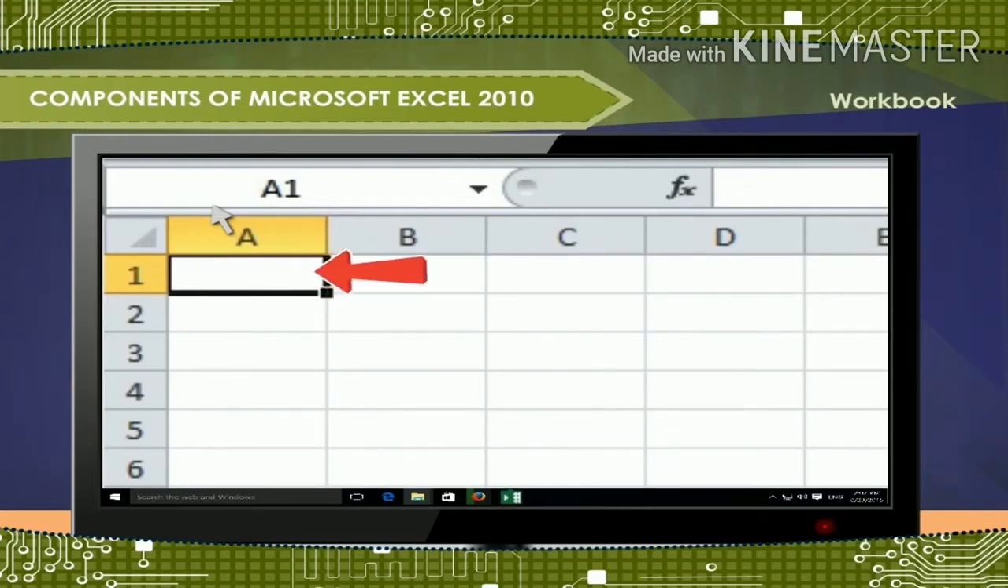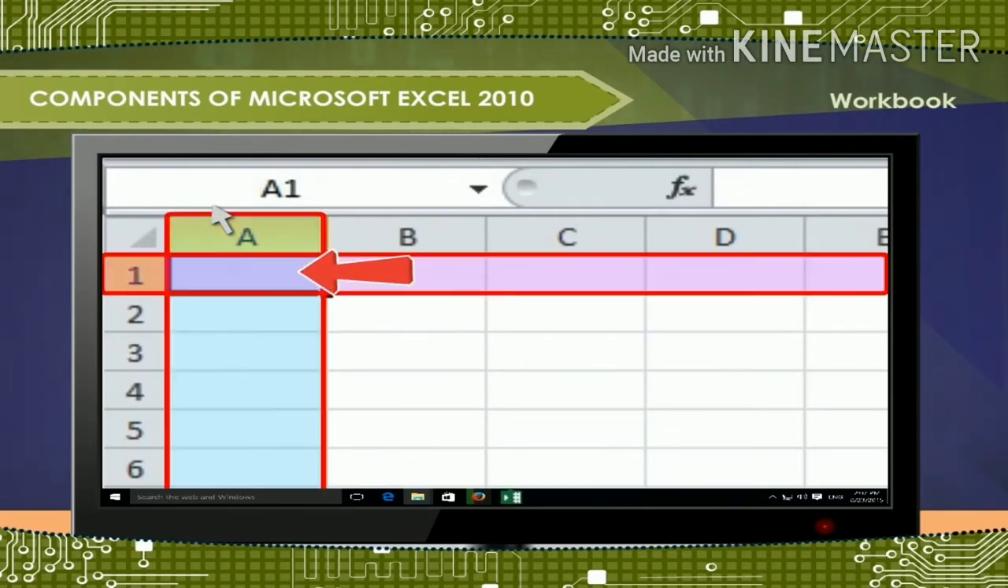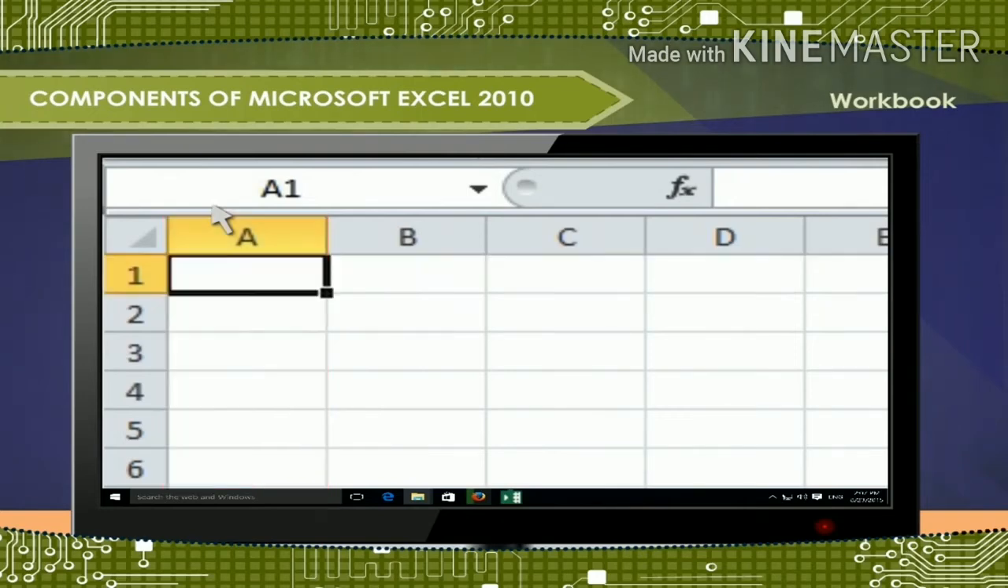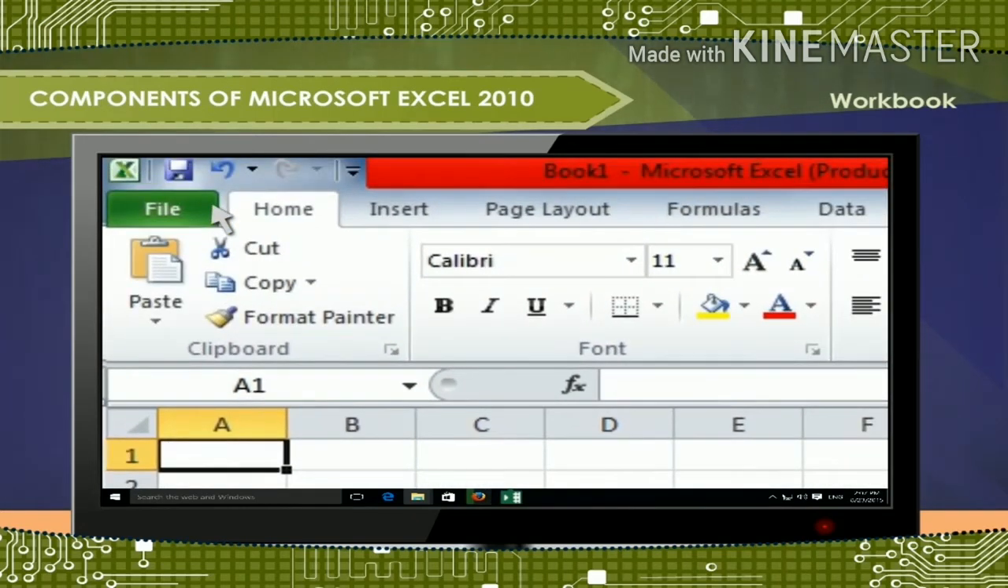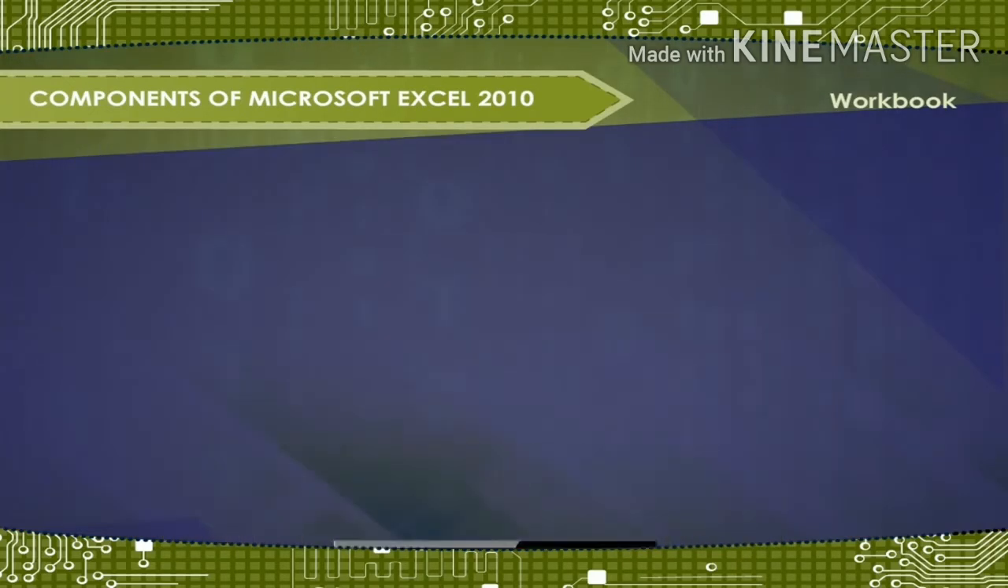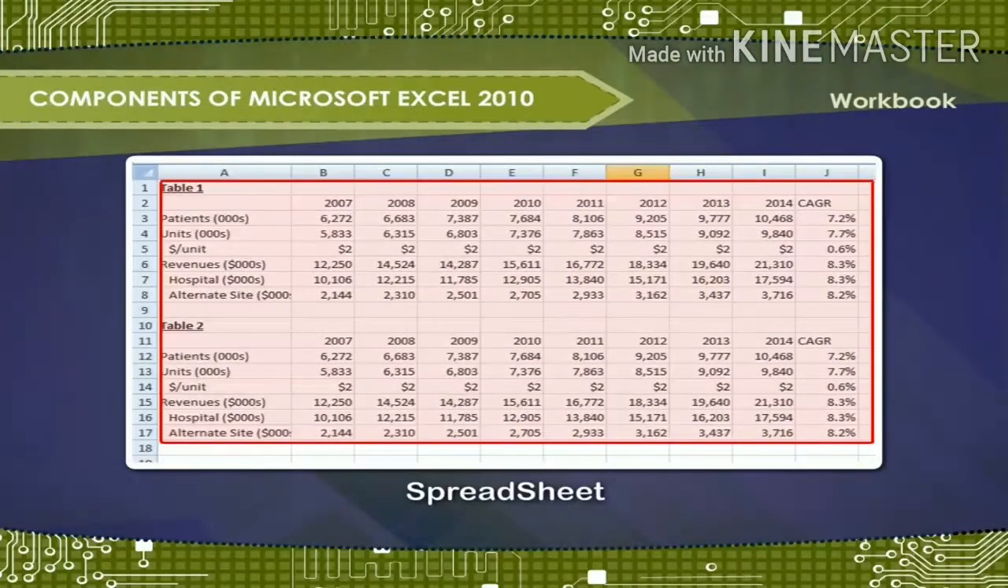Cell: a rectangular block formed by the intersection of rows and columns. Active cell: a cell with a dark boundary. Cell address: a cell address is referred to by column letter and row number. Example: A1 refers to the first column A and first row 1. Data types: number, text, and formula.